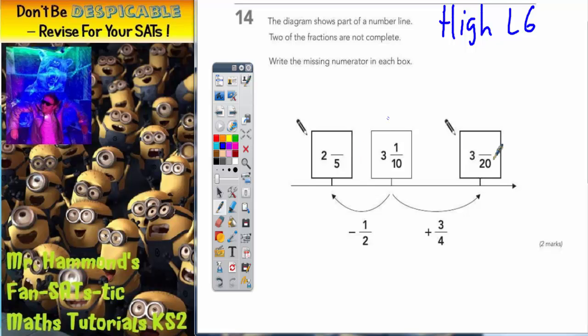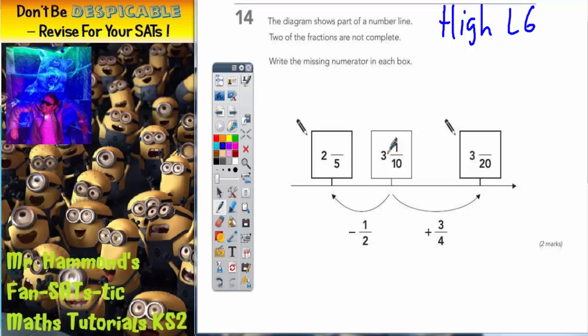Now we've got all sorts of fractions here, all with different denominators. So we've got fifths, tenths, 20ths, halves and quarters as well. So what's going to be required here is a secure knowledge of equivalent fractions and also adding and subtracting fractions. So let's have a look at what we've got.